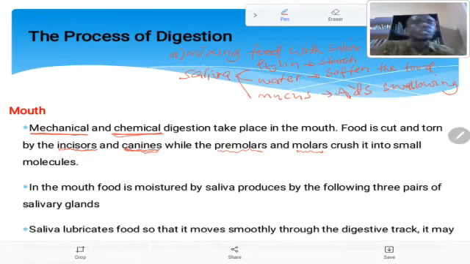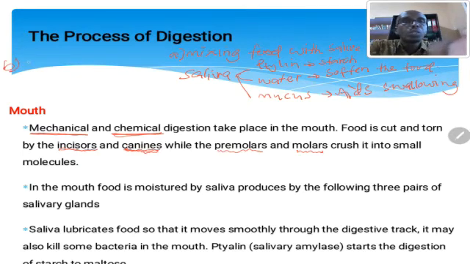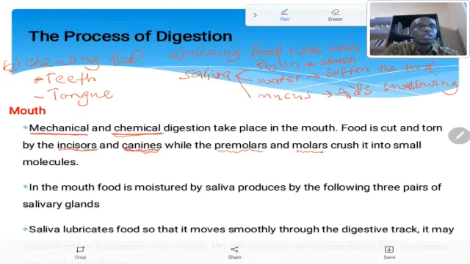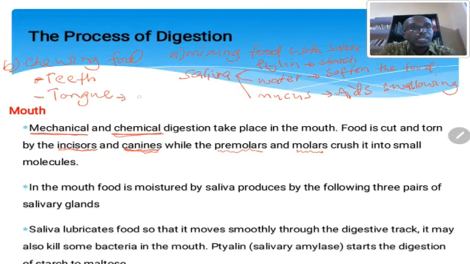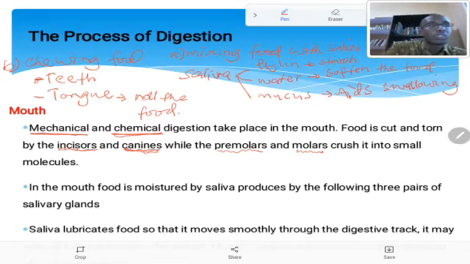Second, chewing food. This is done by the teeth and the tongue. The teeth cut, tear, or grind the food. It converts large food particles into smaller ones. But the role of the tongue is to roll the food, helping that each part of the food is being broken down.